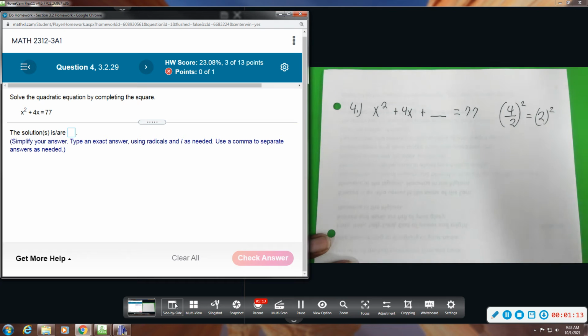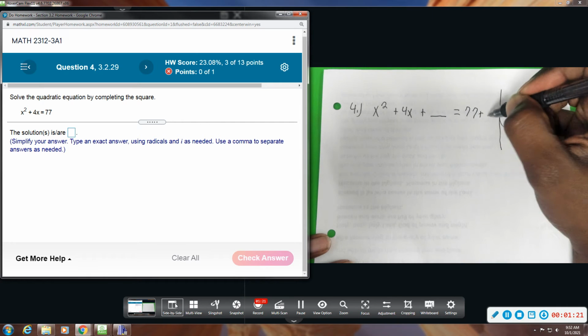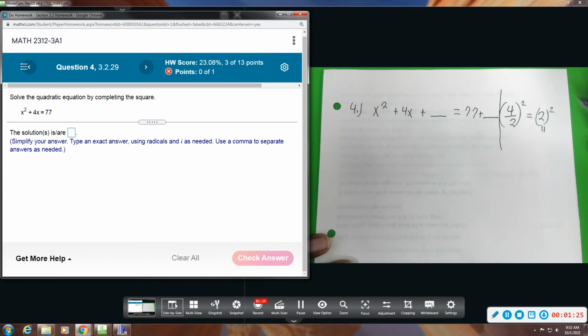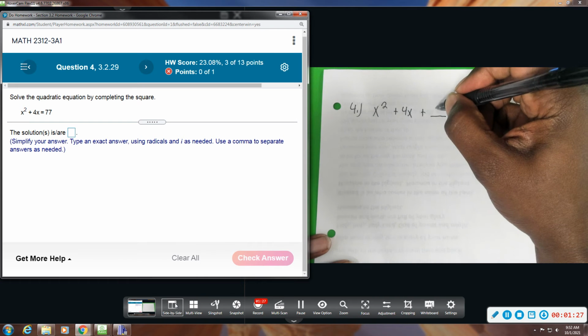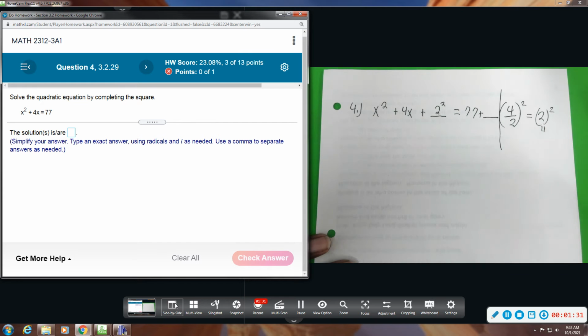Now what I'm going to do is two things. One side, I'm going to add the 2 squared, because whatever you add to one side of the equal sign, you have to add to the other. So whenever you add that, I'm going to add 2 squared. I'm going to leave it over here because that's going to help me factor later on. So 2 squared. On the other side, 2 squared is equal to 4, so I'm just going to add it as a 4 so I can simplify on that side.